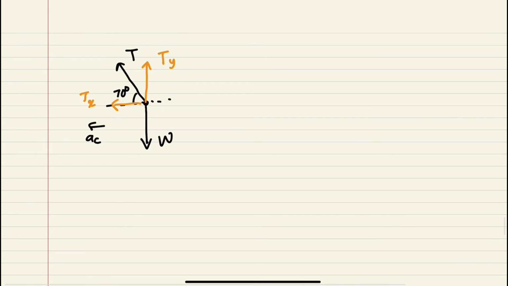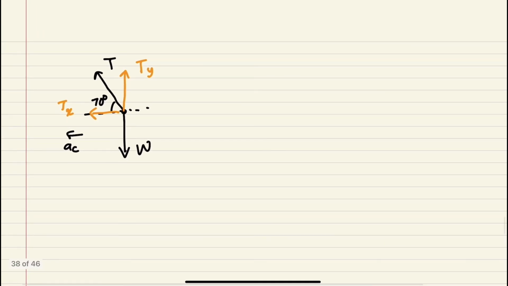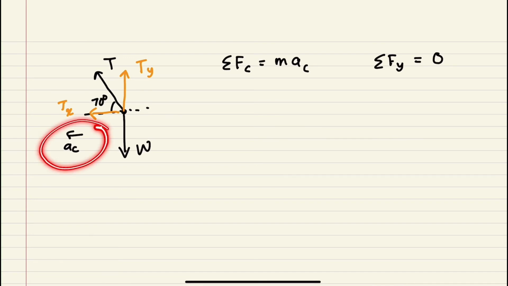Back to this diagram, you can straight away write down the equations, summation of Fx and summation of Fy. Since the AC is in the x component, that one would be MA. Instead of x, you write it as C, and for Fy it will be equal to 0. So only one is equal to MA, and the other is equal to 0. It depends on which component A lies on, in this case the x component.